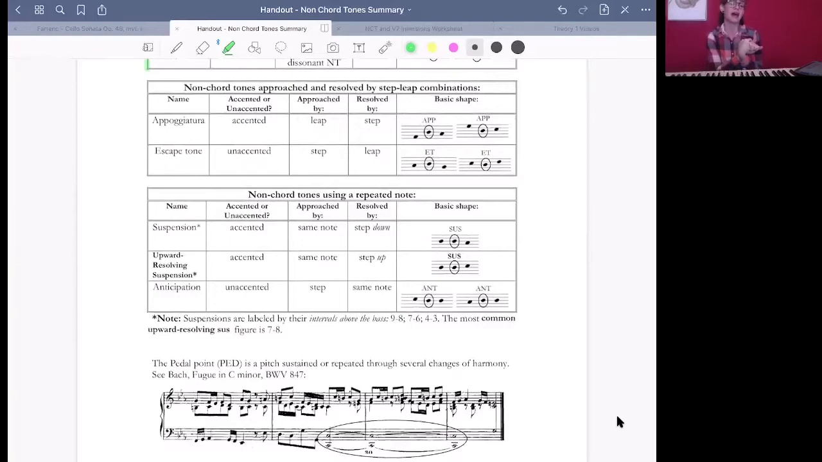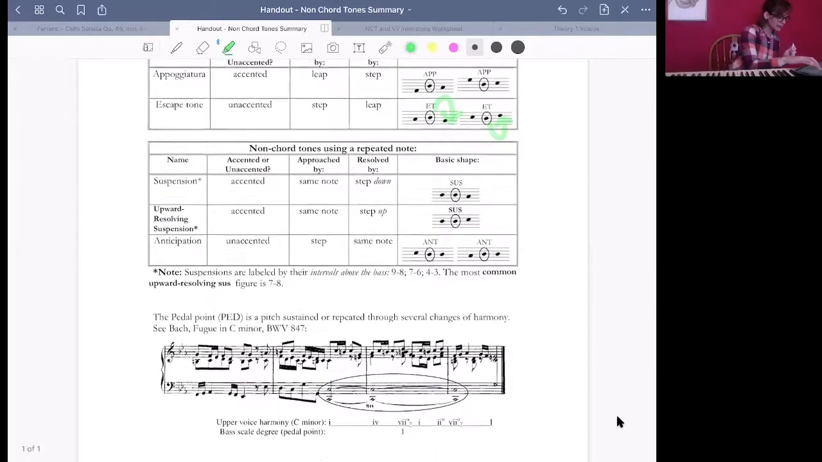Now, what's the flip side of that? An escape tone is where you step in and leap out. So literally think of it as escaping out. It involves a leap out from that non-chord tone. So if you look at how it jumps out in either direction to quote unquote escape the dissonance. So we step into an escape tone and leap out. Appoggiaturas and escape tones are kind of two sides of a similar coin.